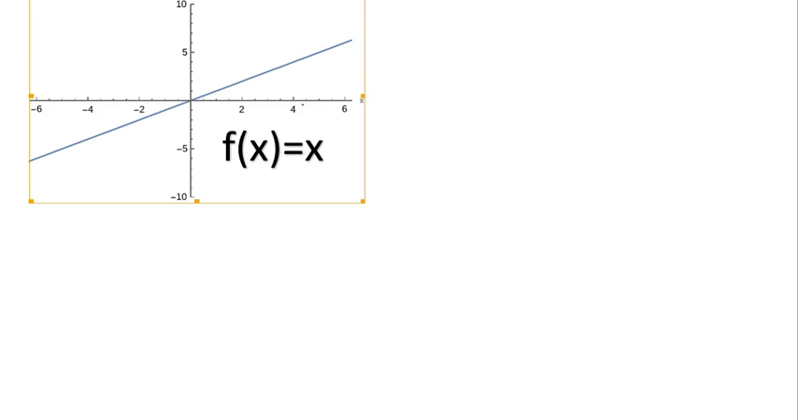Where this is the x-axis and this is the y-axis. Since this line is passing through the origin, the equation of the line will be given by f(x) = x. The most general form of this line is going to be f(x) = mx + c, where m is called the slope and c is called the y-intercept.